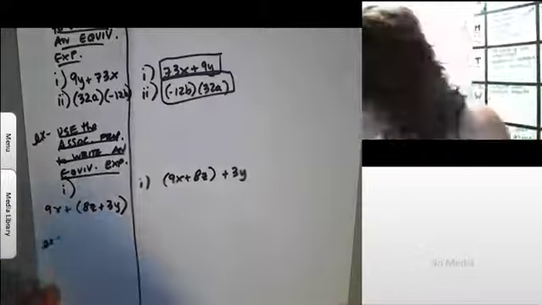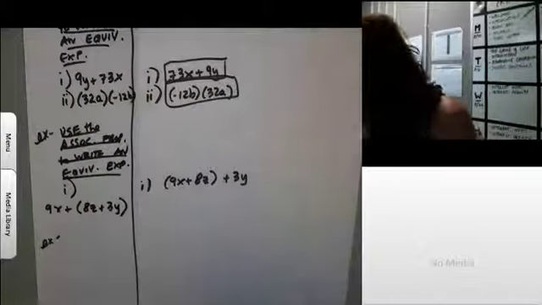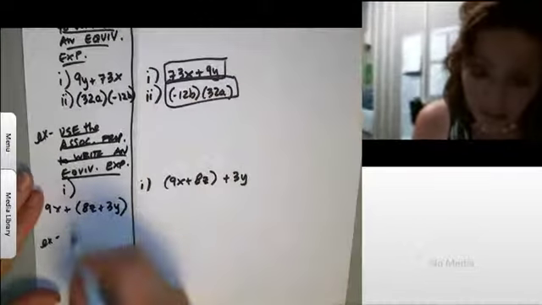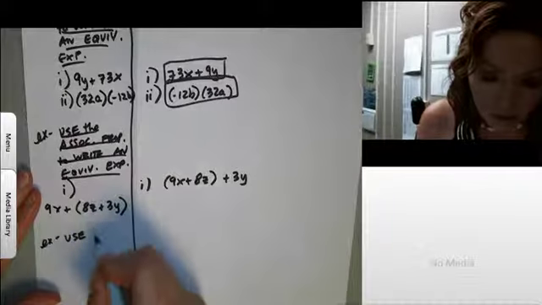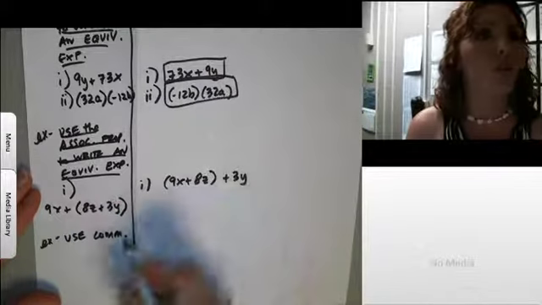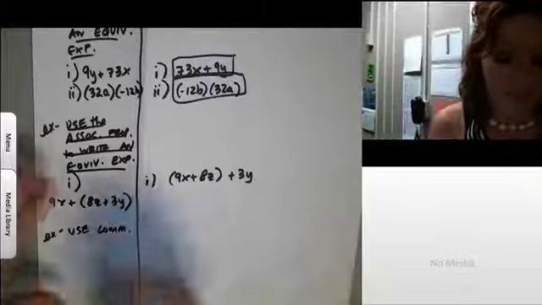All right. Use the commutative and associative properties both to write equivalent expressions. So we're doing lots of combinations of things.